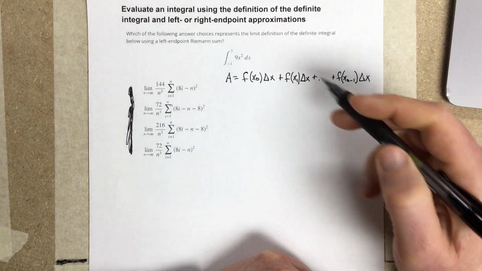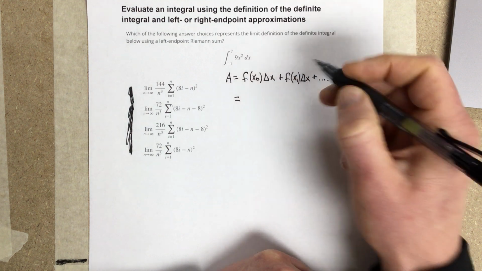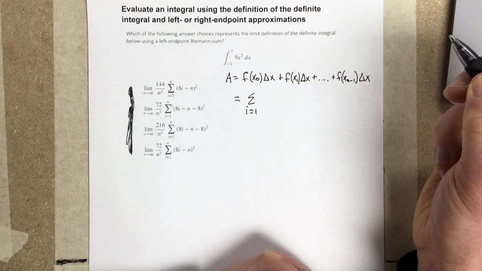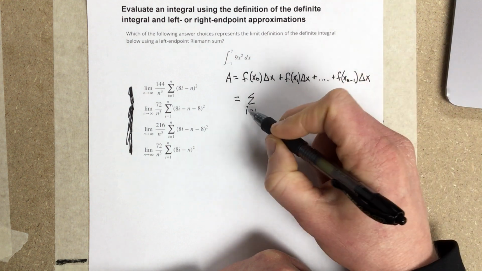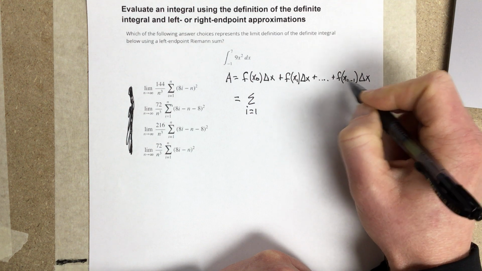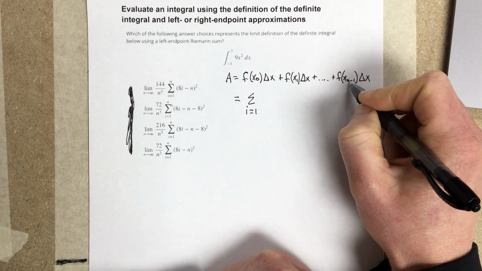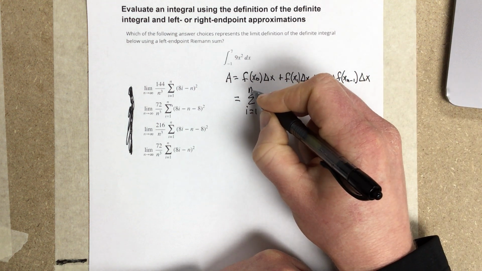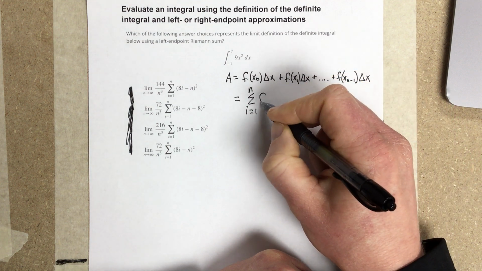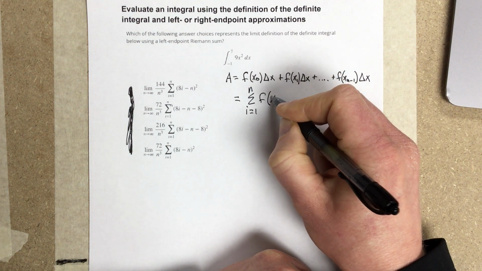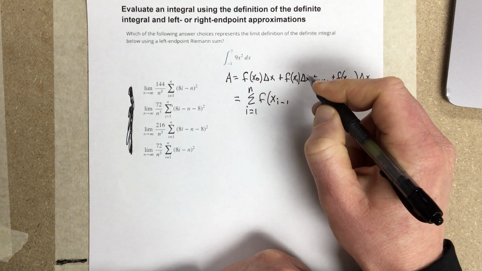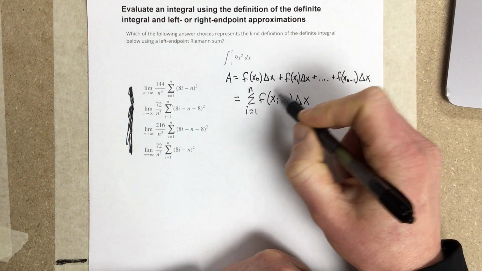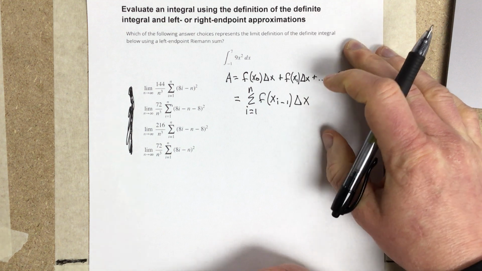So what this gives you is actually equal to the sum from i equal 1, because if I plug in 1 for n, I get x sub 0, which was our beginning piece. So from i equal 1 to n, we get f of x i minus 1 times change of x. So this is our Riemann sum for a left endpoint approximation.